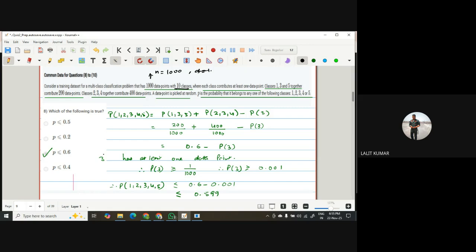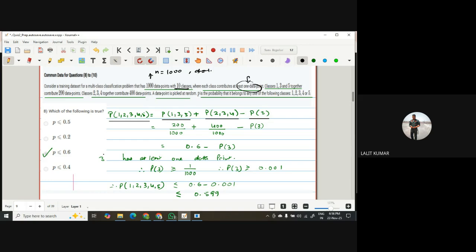Find P. So we know that probability of 1, 2, 3, 4, 5 is equal to probability of 1, 3, 5 plus probability of 2, 3, 4 minus probability of 3. Probability of 1, 3, 5 they have given 200 by 1000, and 2, 3, 4 is 400 by 1000. Probability of 3 we don't know. But they have given that every class has at least one data point. So probability of 1, 2, 3, 4, 5 is nothing but 0.6 minus probability of 3.